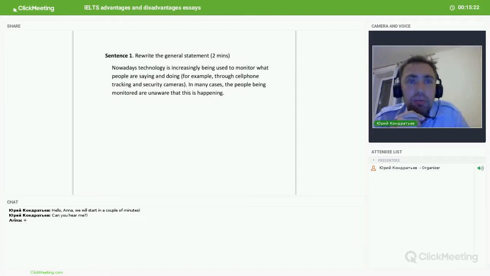So the general statement is this. Nowadays, technology is increasingly being used to monitor what people are saying and doing, for example, through cell phone tracking and security cameras. In many cases, the people being monitored are unaware that this is happening. So now you have 2 minutes. Try to paraphrase this general statement. Maybe you will also need 2 sentences. Then it's okay. When you're ready, please write your sentence into the chat and I will give you my feedback.